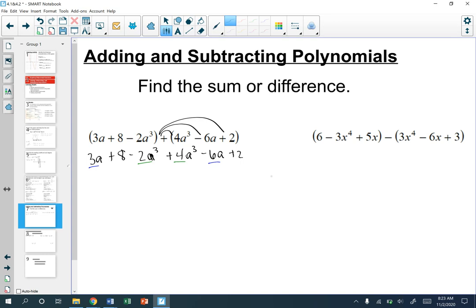So I'm going to combine my like terms. I have 4a cubed minus 2a cubed gives me 2a cubed.